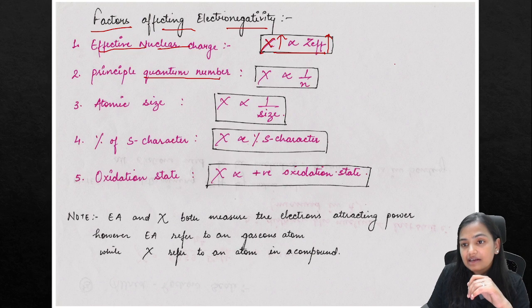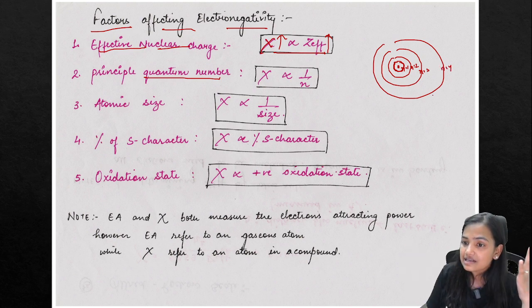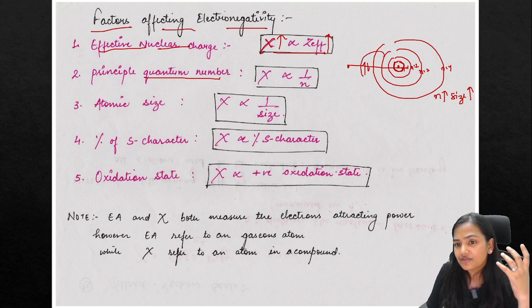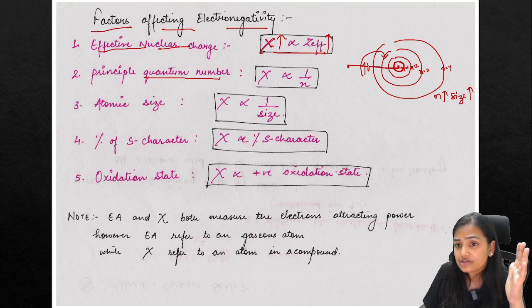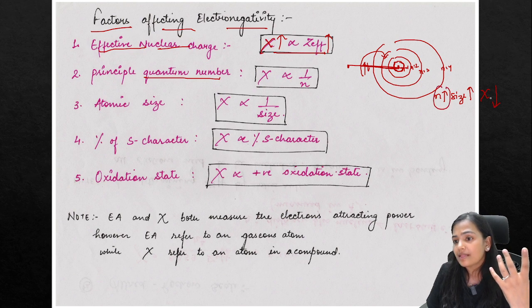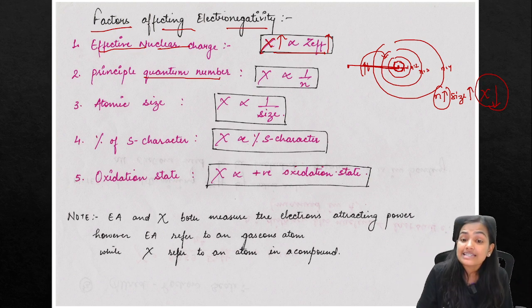Principal quantum number. This is my nucleus, these are the number of shells. As the n value increases, n is equal to 1, 2, 3, 4, the size increases. If the size increases, and let's say this is the shared pair of electrons, will it be able to pull the shared pair towards itself? No, because the nuclear attraction decreases, there is an increase in distance. So it will not be able to pull the shared pair of electrons very easily. So the electronegativity decreases. So n and electronegativity are inversely proportional to each other. If n increases, the electronegativity decreases.